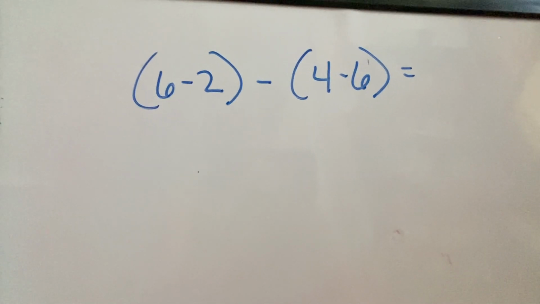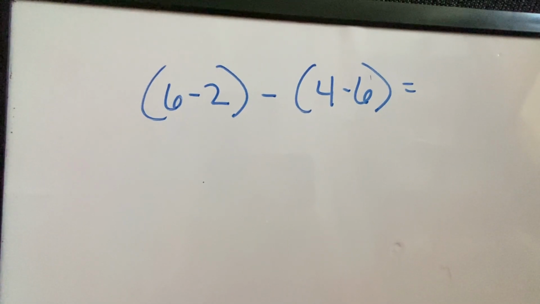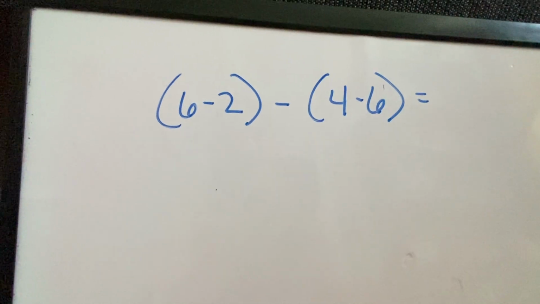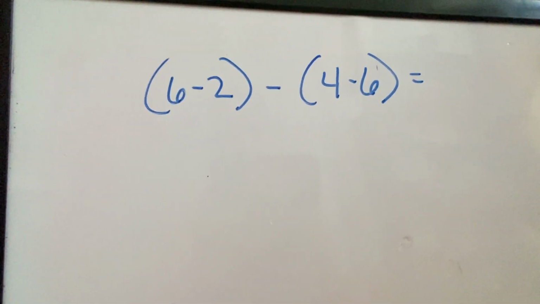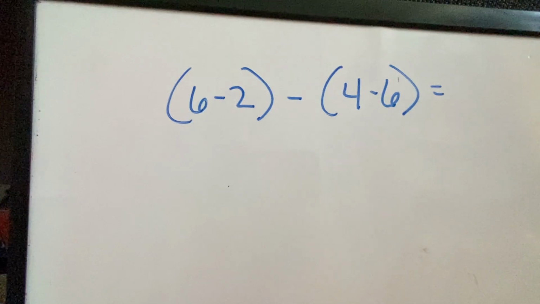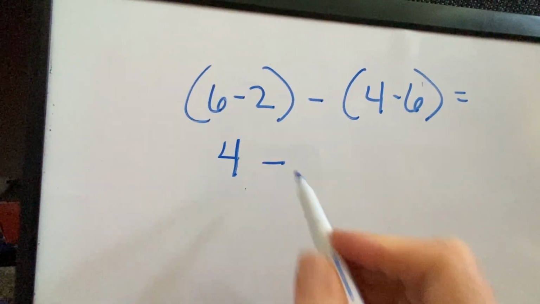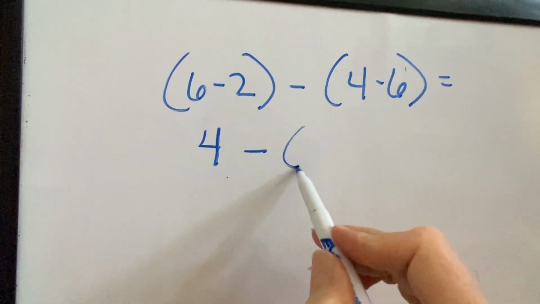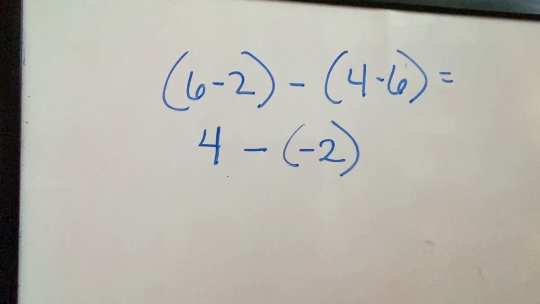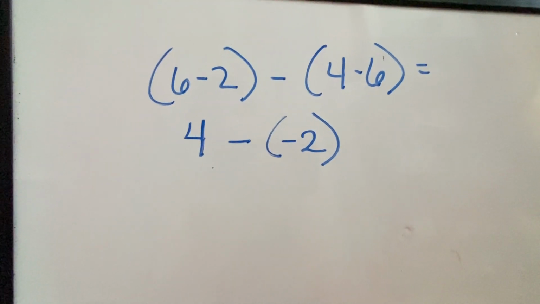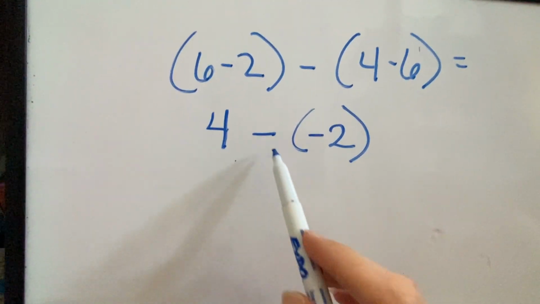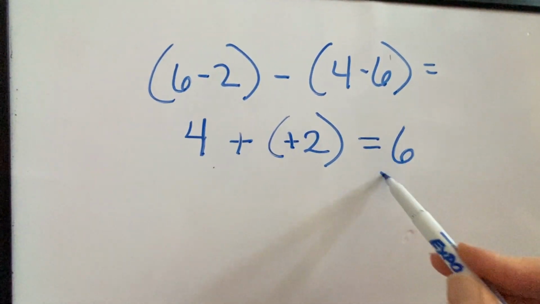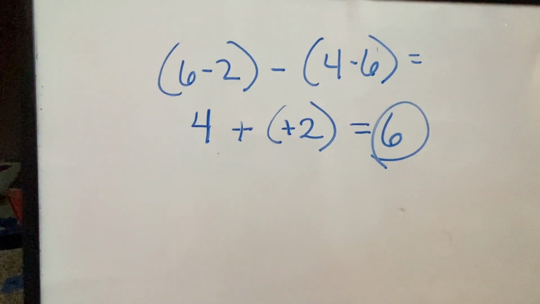Okay, another example. This is question B, same page: 6 minus 2 in parentheses, minus 4 minus 6 in parentheses. We're going to work from left to right, and we're going to focus on what's in the parentheses. So 6 minus 2 is 4, and then 4 minus 6 is -2. All right, so we've got 4 minus a -2. Two negatives together become positive. So 4 plus 2 is 6. There is your answer.